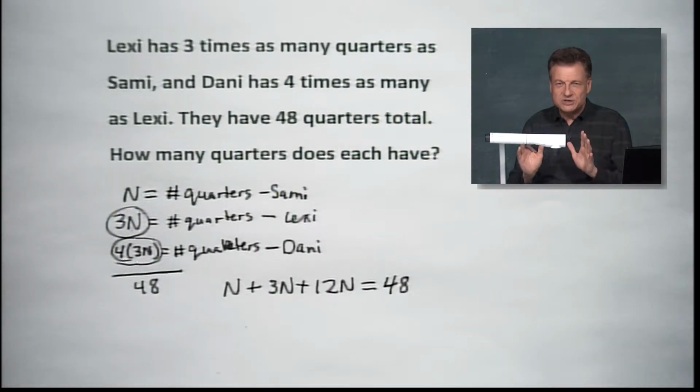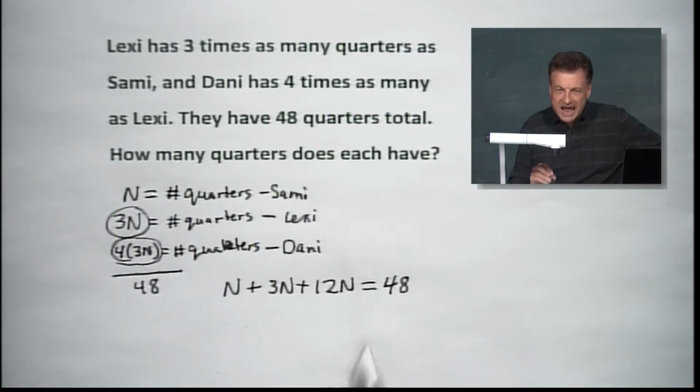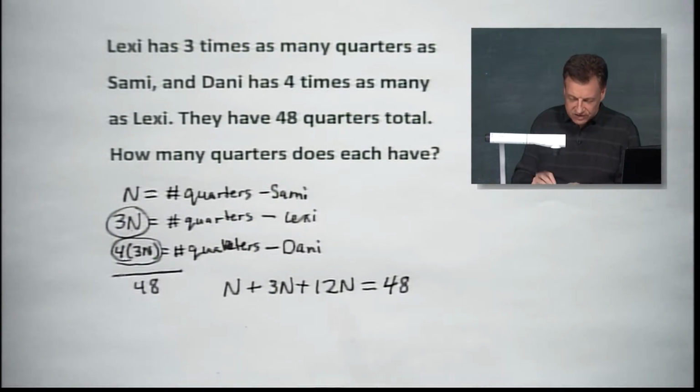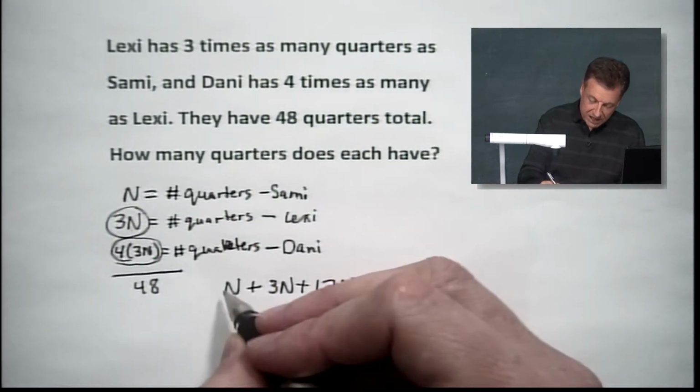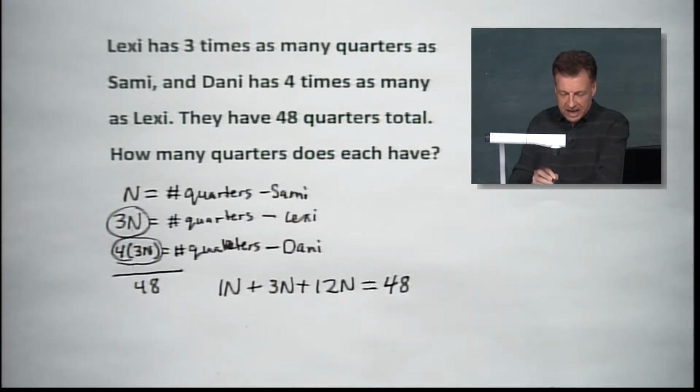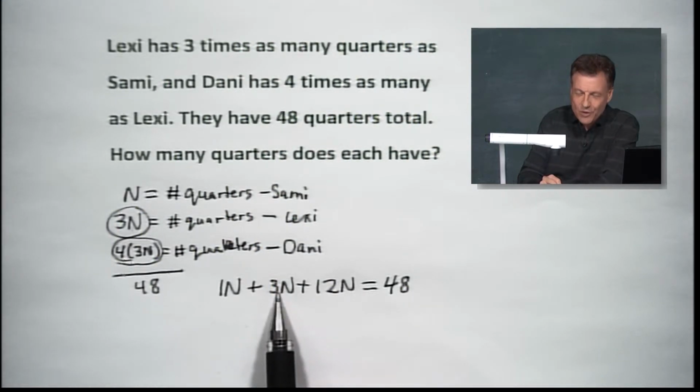Now, it didn't ask for how much cash that was. We could figure that out. We could multiply it by, what, 25 cents, because that's what a quarter is worth. But in this case, it's all about how many quarters. How many quarters are there? So everybody ready to add them up? I have a 1, by the way, in front of this n. Don't get confused. And we got one n, 1 and 3 and 12.